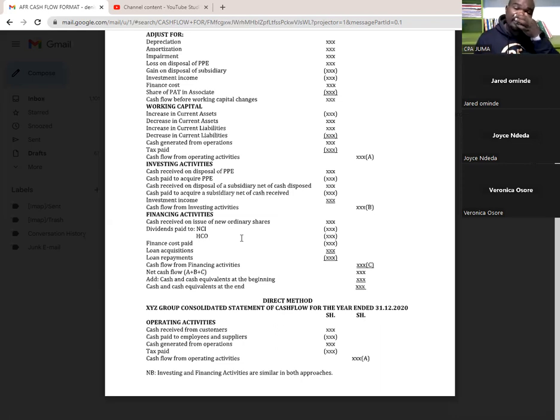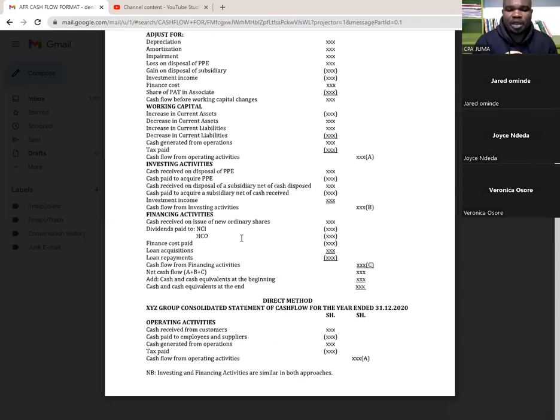And that is why I have not given you the formats for investing and financing, because they are the same regardless of the method you use. When the examiner is silent on which method to use, I would advocate that you go for the indirect, that first format. It is quite easier to get so many marks there compared to this other one.